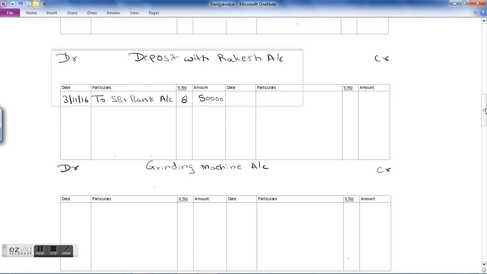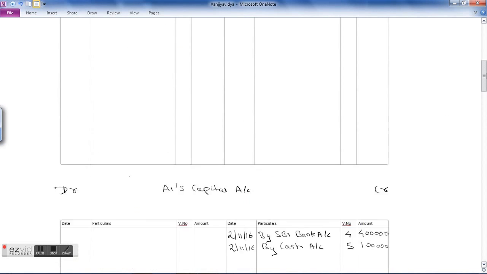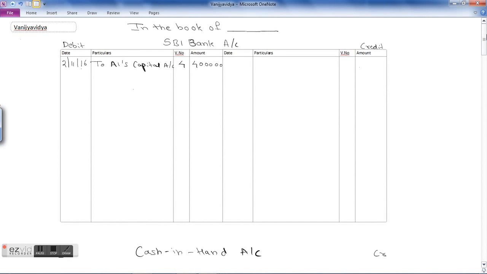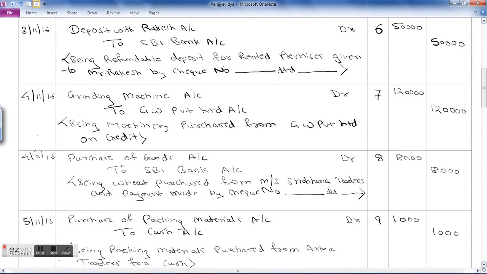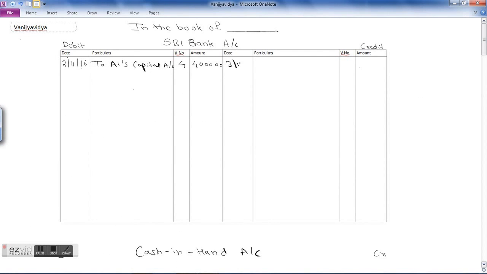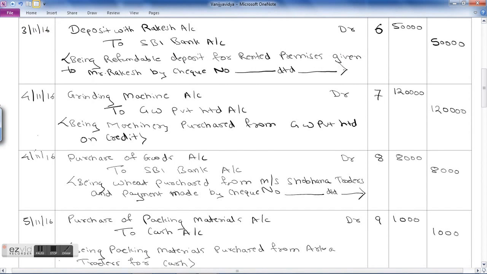Okay, then next effect in SBI bank account on credit side. Date is 3/11/16. By deposit with Rakesh account. Okay, and voucher number is, amount is 50,000. Voucher number we'll see 6.